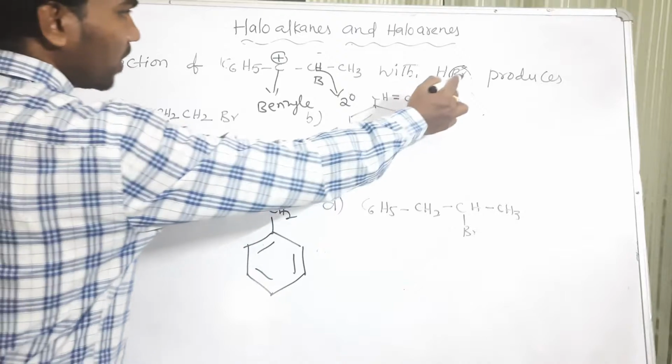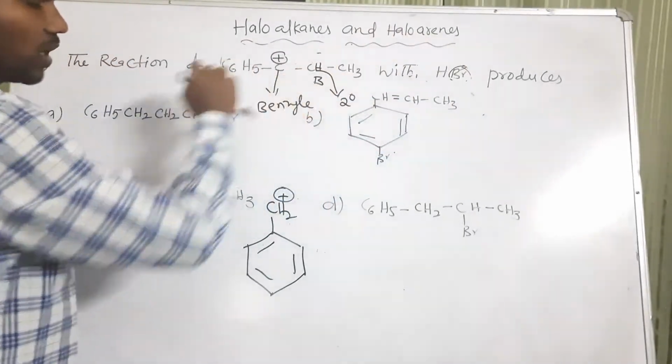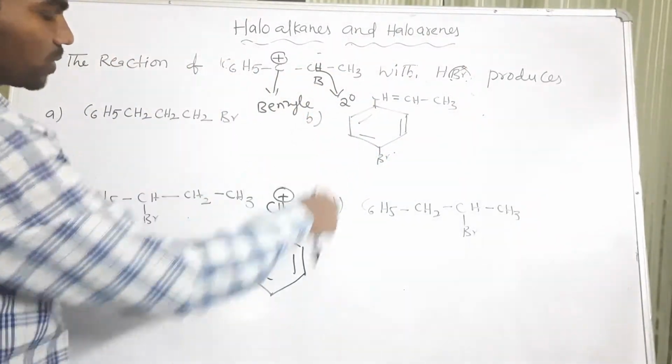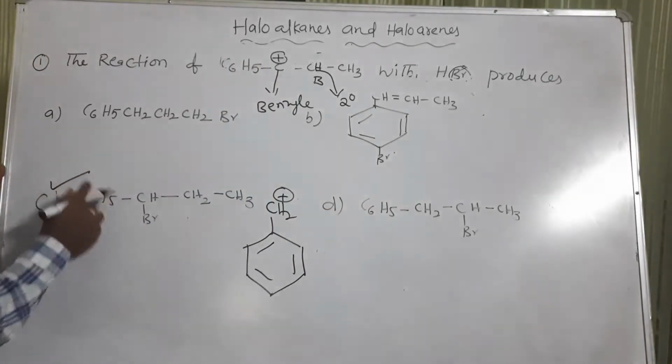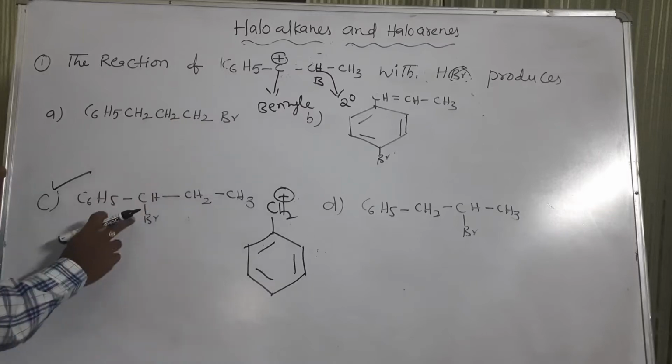So the negative part of the addendum should be connected to the more stable carbocation. Among the four options, you have to check which option has bromine here. This option has bromine, so that's why our answer is this one.